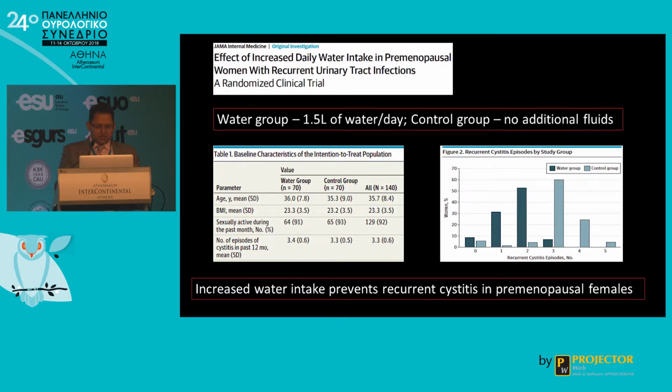This is a recent paper that has been published. What is the effect of fluid intake in premenopausal women with recurrent infection? They had 2 groups, 1.5 liters of water or a control group with no additional fluids. And it was clear that people who were drinking at least 1.5 liters of water were much less likely to get a symptomatic infection. So increased water intake prevents recurrent cystitis in premenopausal females.